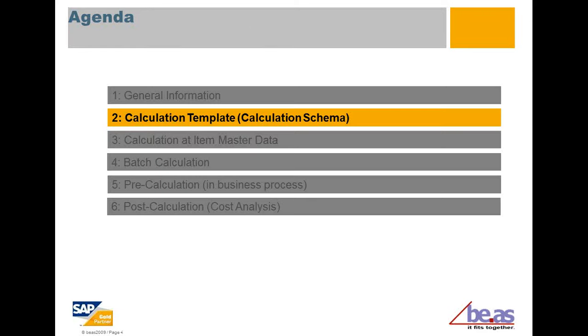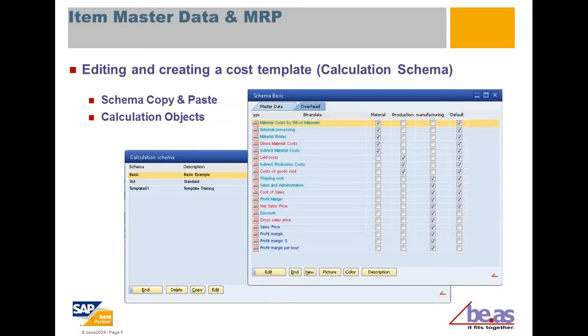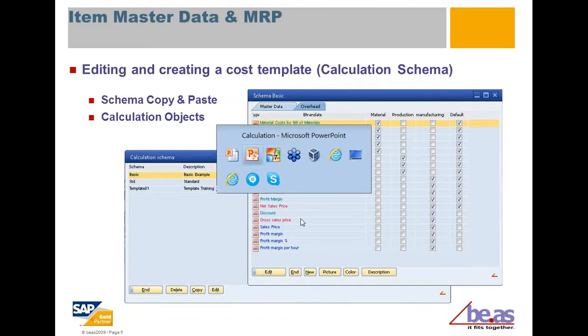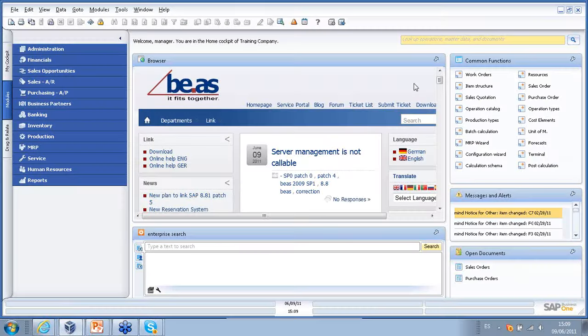Okay, let's start with the first topic: the calculation schema. Calculation schema at the end is a cost template. We can relate this template with the items. Let me jump to the system and I will show you.